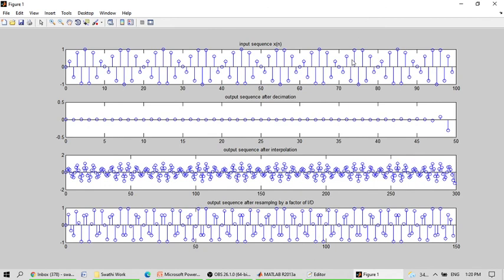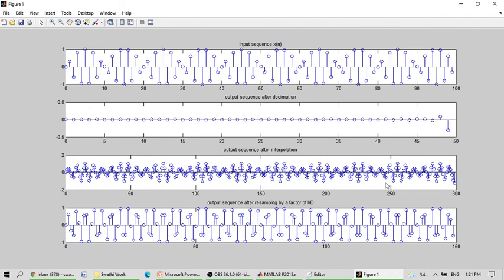What is the first figure showing? How many samples am I taking in the input sequence? 100 samples. What type of sequence have I taken? I have defined a sinusoidal signal. So this is a sinusoidal sequence. The number of samples I am taking for the input is 100. In order to reduce the number of samples, what have I used here? Decimation. By what factor have I reduced the number of samples? By a factor of 2. Therefore 100 by 2 is nothing but 50. Next, to increase the number of samples, I have used the function interpolation.